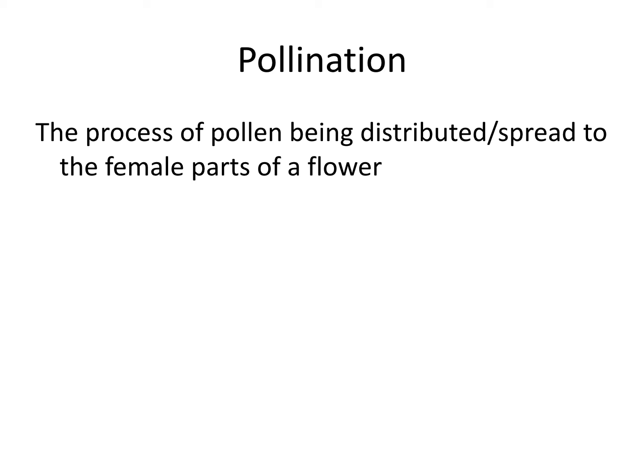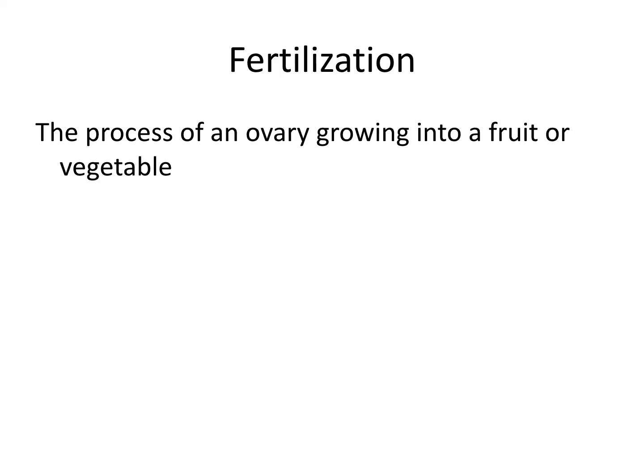The second process that you're going to need to know about is called fertilization. Fertilization happens after pollination. It's the process where the pollen travels down to the ovary and grows into a fruit or vegetable or flower. So pollination leads to fertilization.